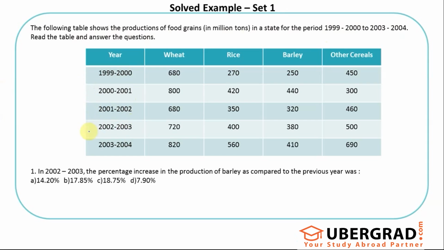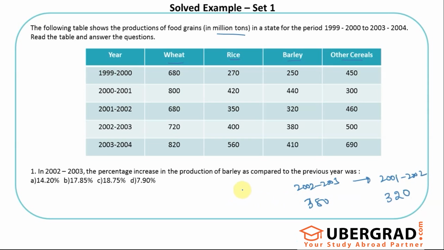So I have, for 5 years, the production of food grains in a state for wheat, rice, barley and other cereals. Whatever the quantity is, it's in million tons. So they have given us these individual quantities. The question is asking: in 2002 to 2003, the percentage increase in production of barley as compared to the previous year was. So 2002 to 2003 for barley, compared to the last year. What is the last year? 2001 to 2002. What is the production of barley in 2002 to 2003? 380.